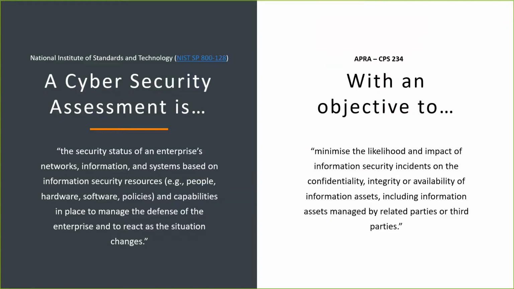Also on the right-hand side, we have APRA. CPS 234 is a recent legislation that has come into effect, which is basically for all APRA entities. But there is a good objective definition in there, which talks about the objective of these cybersecurity assessments being to minimise the likelihood and impact of security incidents. So really it's about the CIA triad, the confidentiality, integrity and availability of information assets. And that's what we're really protecting at the end of the day with all of this.